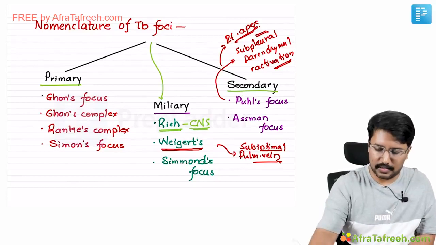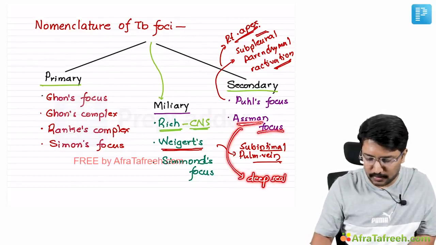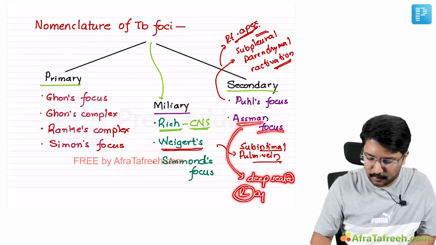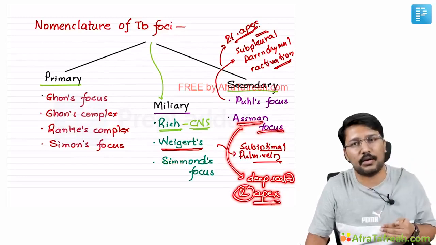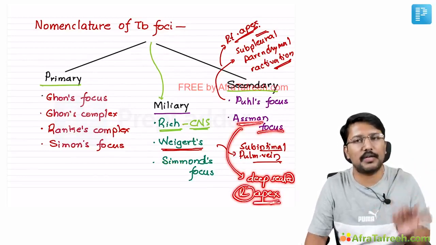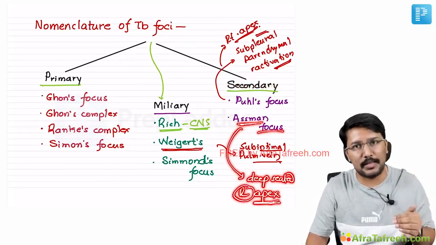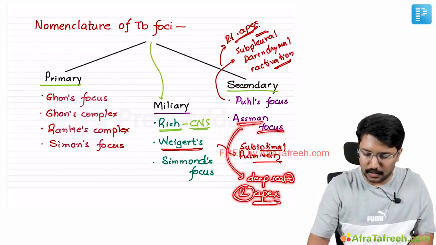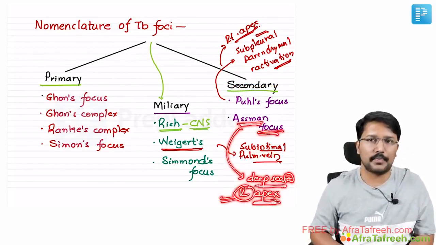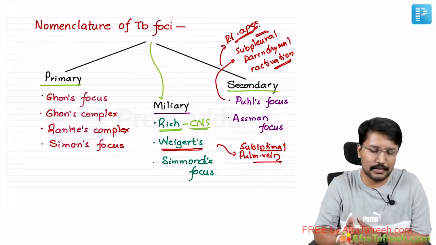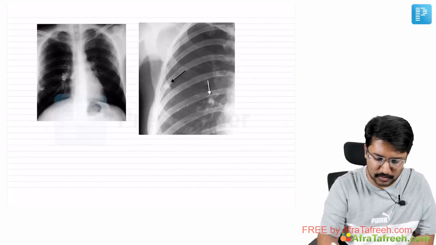We also have another reactivation, another focus which is called Assmann, which is a deep-seated right apical focus. Because it is deep-seated, on the imaging it looks like an infraclavicular lesion because it is there in the right apex, but it is deep-seated. If it is close to pleura, it will appear supraclavicular. If it is deep-seated, it will appear infraclavicular. So Assmann focus is an infraclavicular focus, which is mainly deep-seated in the right apex. These are secondary tuberculosis, right? Clear?